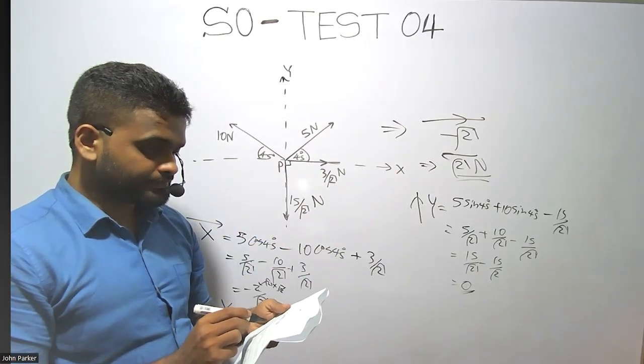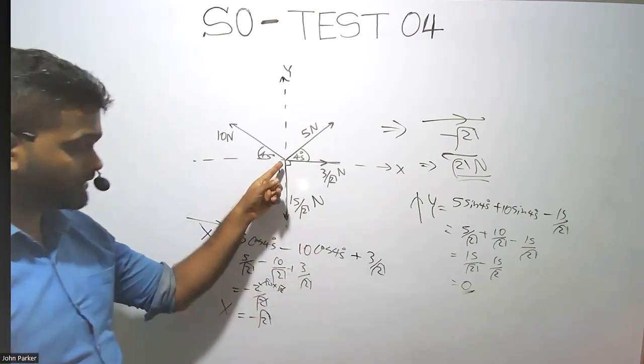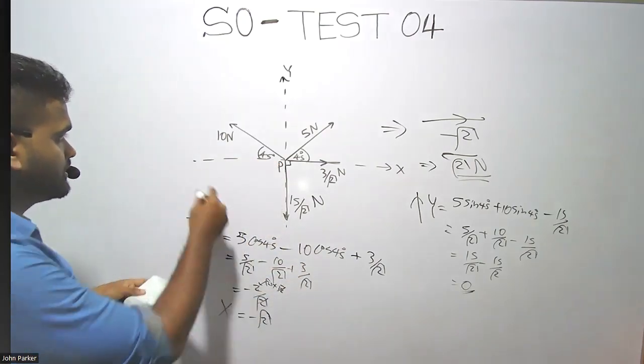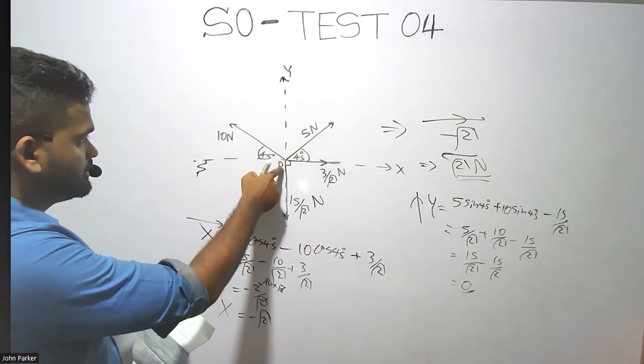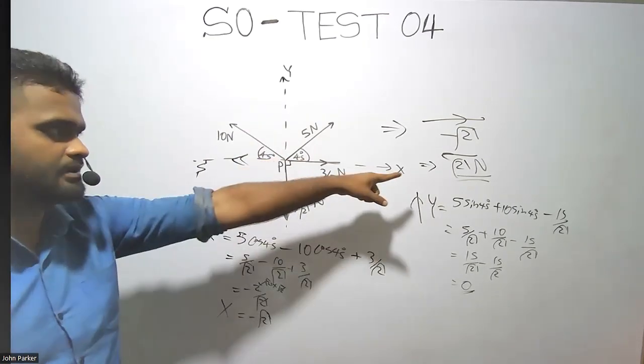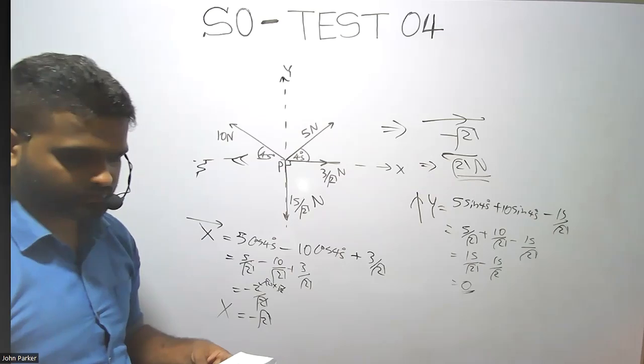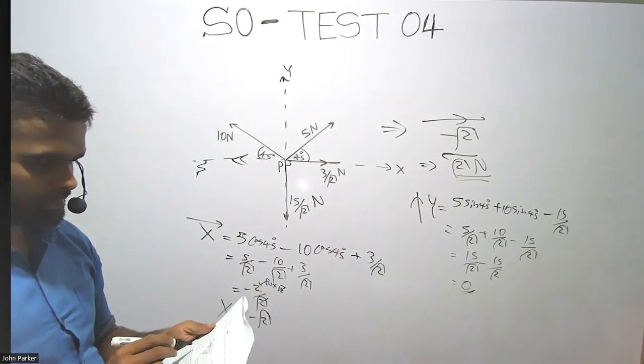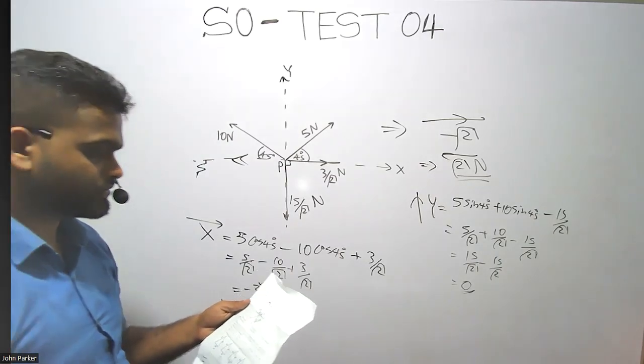So the object moves towards PS, as they have denoted, this is the PS direction. The resultant of the whole system is just this one, root 2 Newton. So that is the answer to the first one.